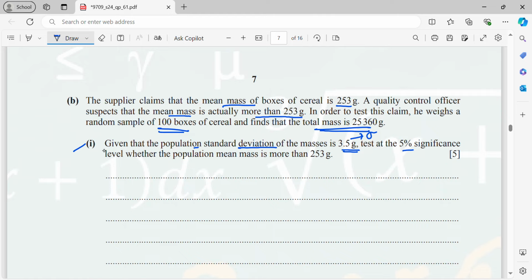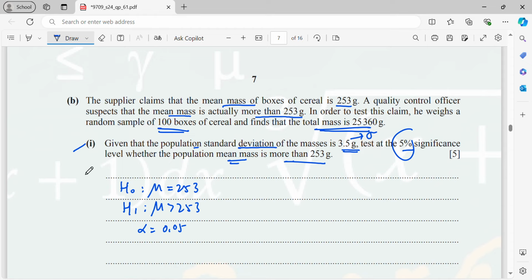Test at 5% significance level whether the population mean mass is more than 253 grams. So now H naught, since we are testing the mean mass, therefore mu. So initially 253, now you are suspecting it is greater than 253. 5% significance level, this is the alpha value.